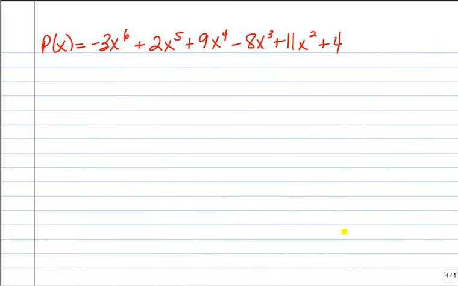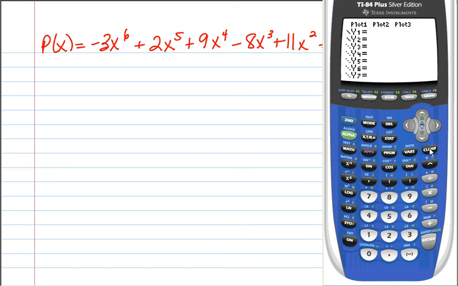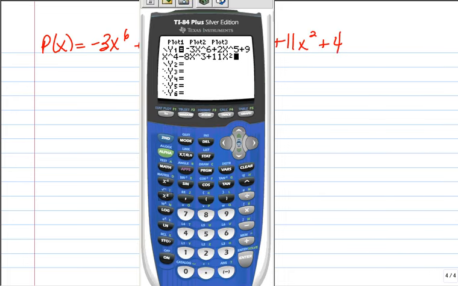Now let's do one more graph. So let's enter this. We have what? Negative 3x to the 6th plus 2x to the 5th plus 9x to the 4th minus 8x to the 3rd plus 11x squared. And what's the rest of the problem? Plus 4.